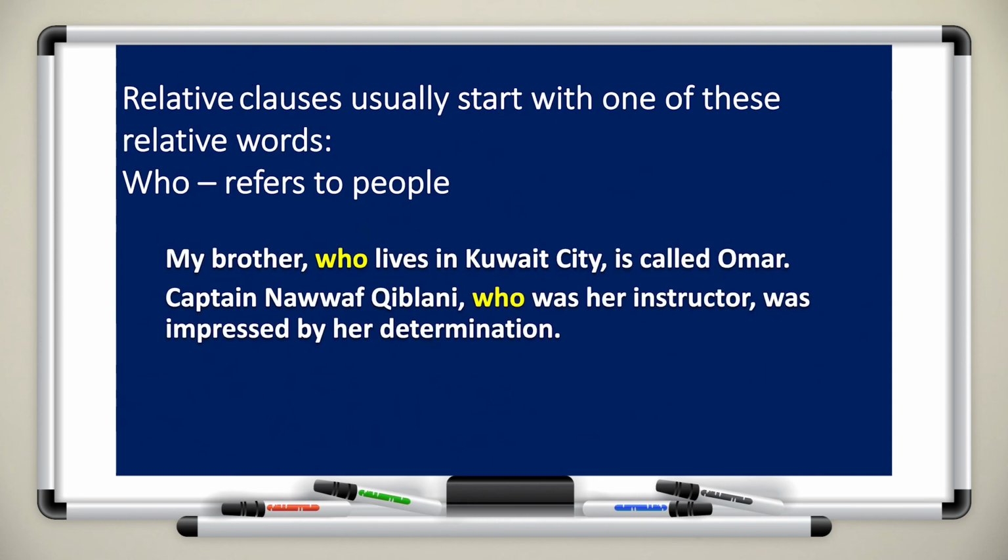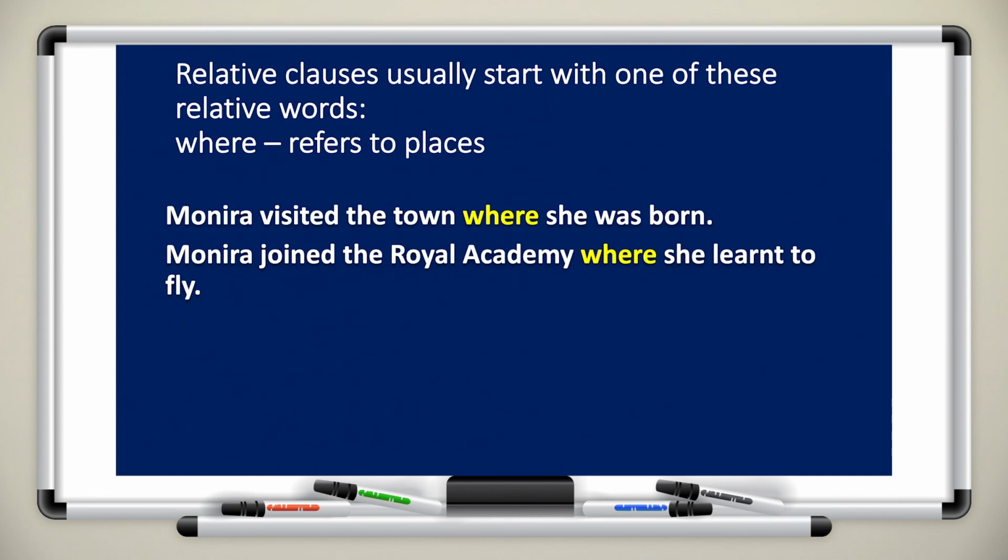Who refers to people. So we'll say, my brother who lives in Kuwait City is called Umar. Or we can say, Captain Nawaf Qablani, who was her instructor, was impressed by her determination. Very simple. Where, we said, refers to places. So we'll say, Munira visited the town where she was born. Munira joined the Royal Academy where she learned to fly. Now I think you're ready to start practicing using the relative pronouns.